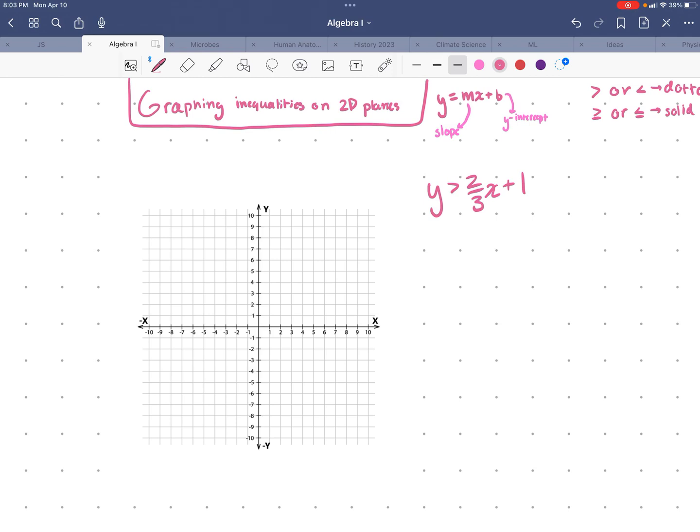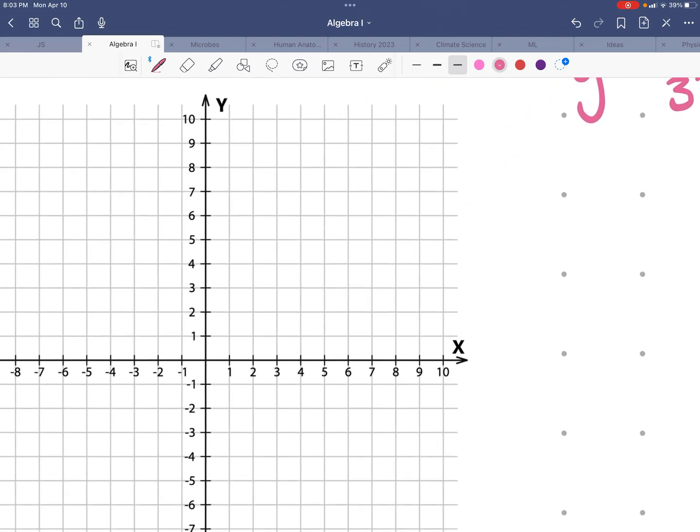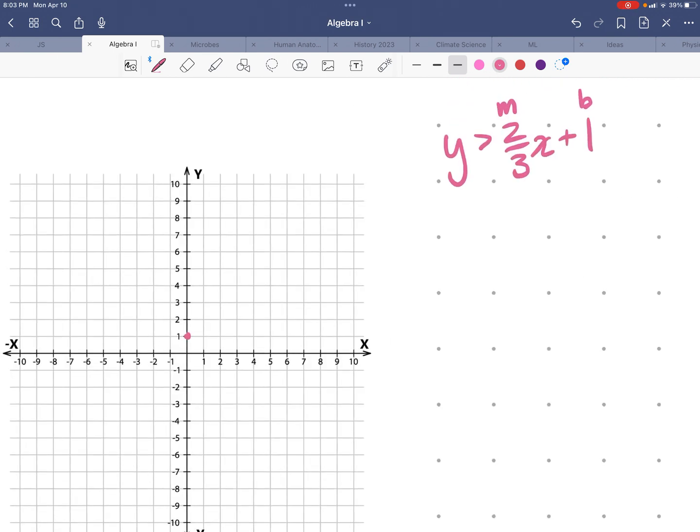First we have y is greater than 2 over 3x plus 1. Since this is our y equals mx plus b formula, this will be m, our slope, and this will be b, our y-intercept. Let's graph the y-intercept first. Since this is positive 1, we will graph here along the y-axis. And now we can graph our slope.